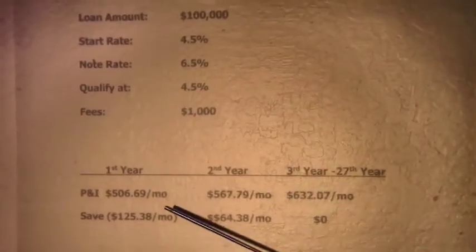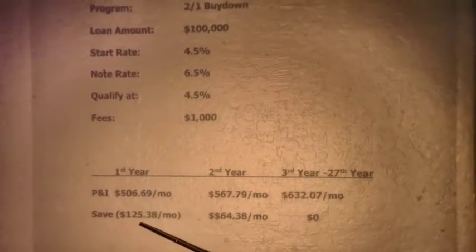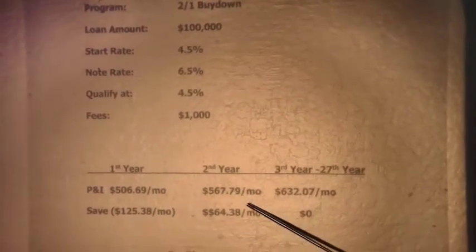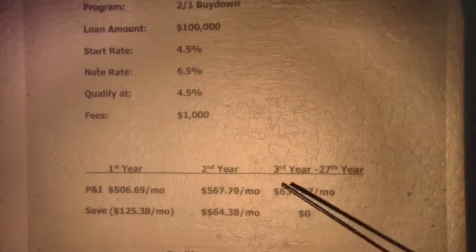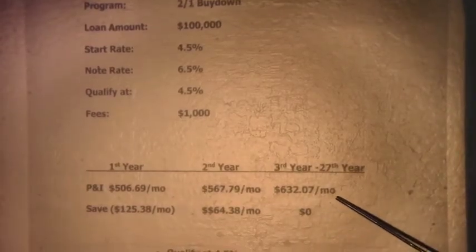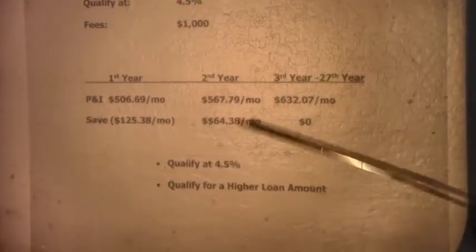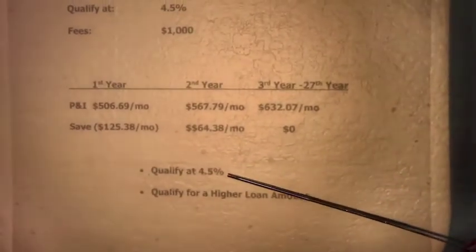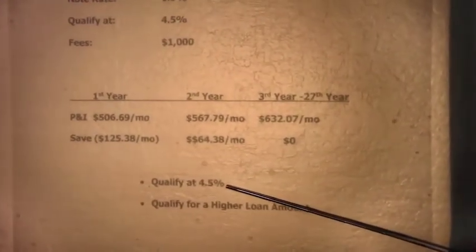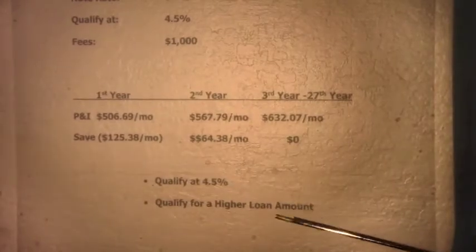Notice, the first year, you only pay this much. You save about $125. The second year, you save a little bit less. And then the third year thereafter, the full payment. The great thing about a buy down is that you qualify at a lower rate. With the lower rate, you qualify at a higher loan amount.